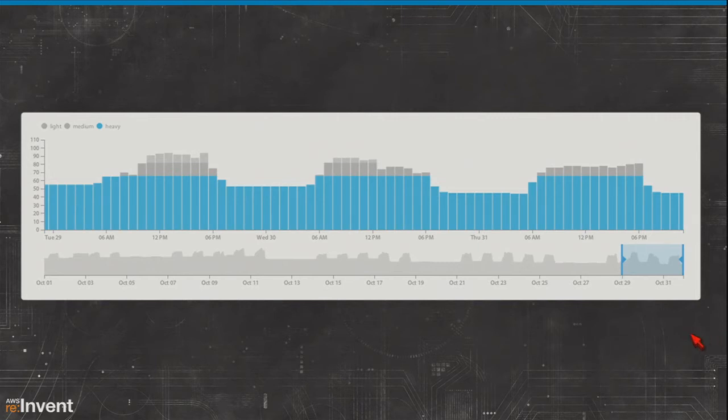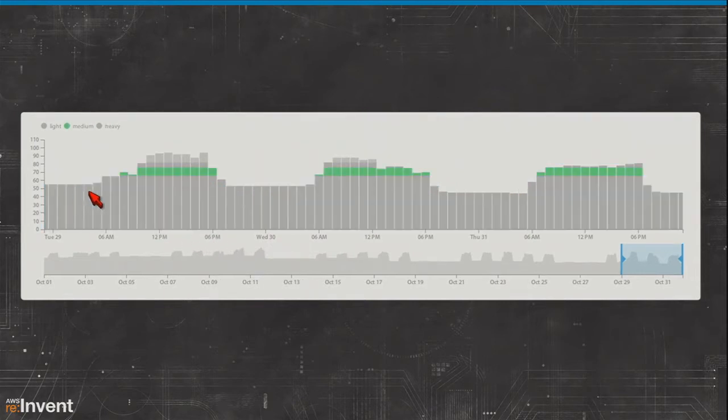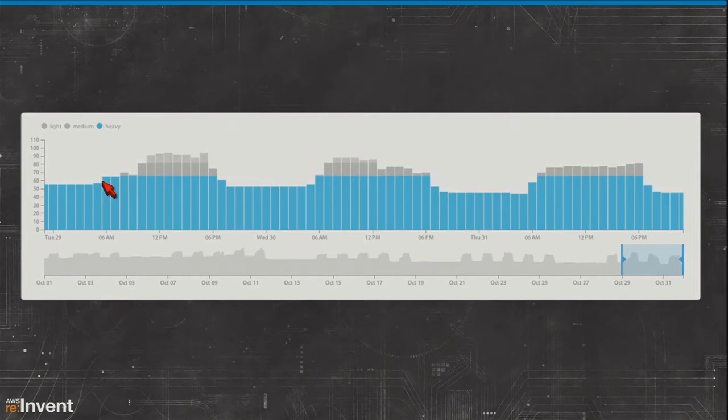So this is a histogram for heavies. And it looks like we've got about 70, I'll call it 70 for the purposes of the presentation, 70 instances running at least 65, we'll say, again, just using round numbers, but running at least 65% of the hours of the month. So we buy heavies to cover all of that.